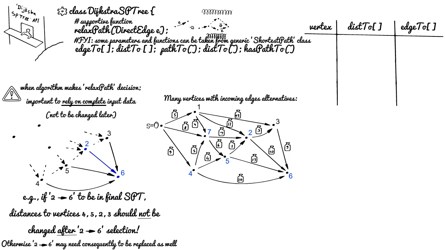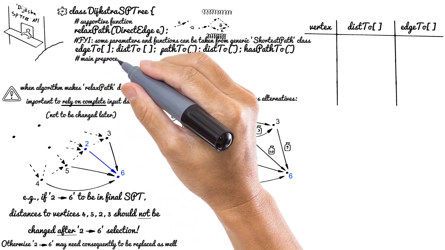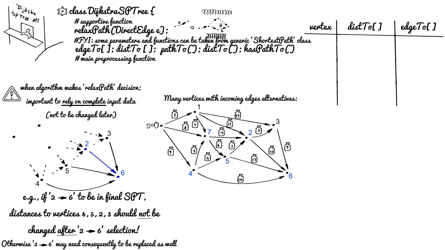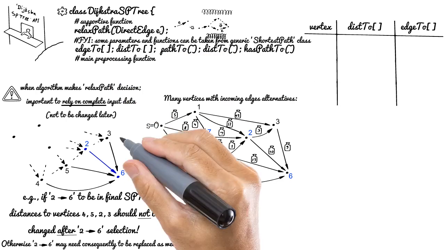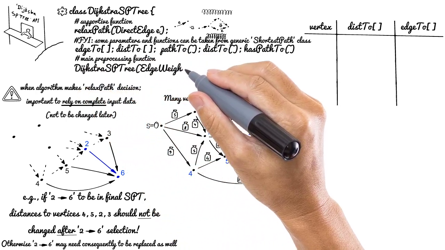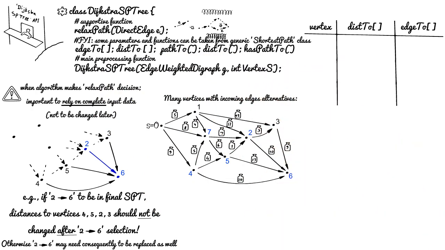Here we need to start discussing how main preprocessing function of Dijkstra algorithm to build SPT should work. This is about Dijkstra SP3 function in our API, which takes edge-weighted digraph G and starting vertex S as input parameters.